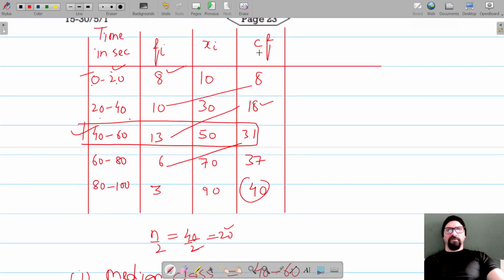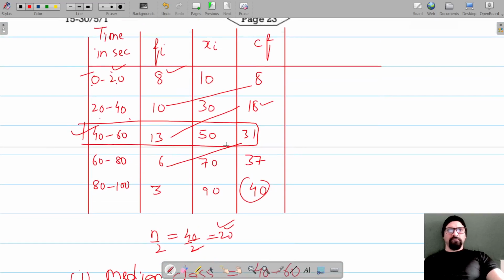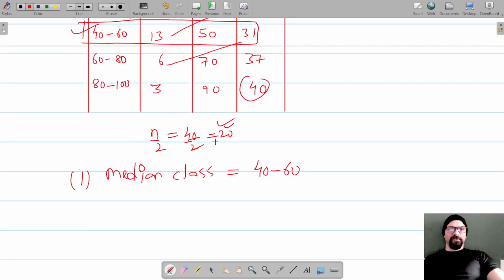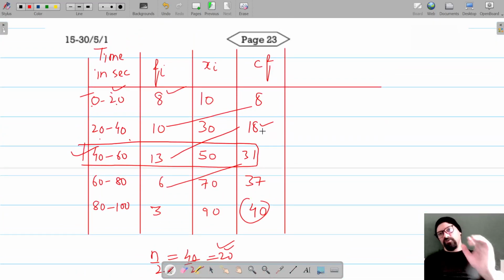We find out the cumulative frequency divided by 2, so it gives me 20, and the 20th observation will be after 18, because up to 31 the observation is for the median class. N by 2, we found out the cumulative frequency, which is 40 divided by 2, is 20. So the 20th term will be in 40 to 60. So this is our median class, which is 40 to 60. And then moving on to the next question.